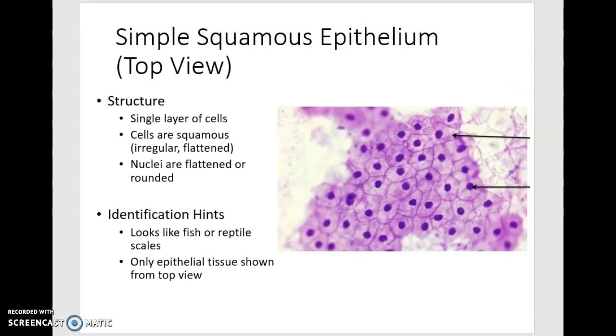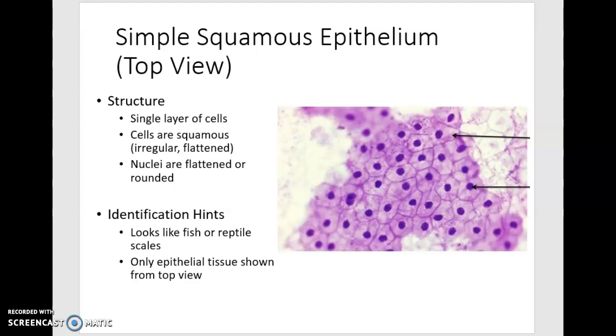Simple squamous epithelium. We are looking at the sample from the top down. So we are looking down onto it from the top layer. The structure is a single layer of cells. The cells are squamous, irregular, flattened. The nuclei are flattened or rounded. This is the top view structure.